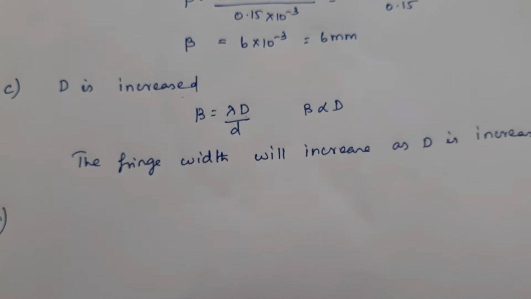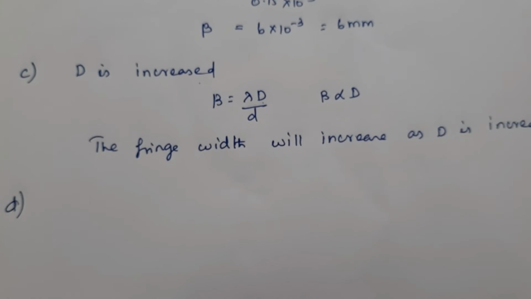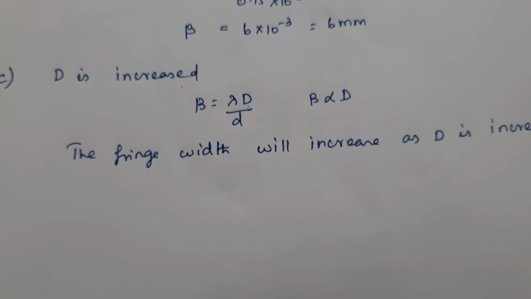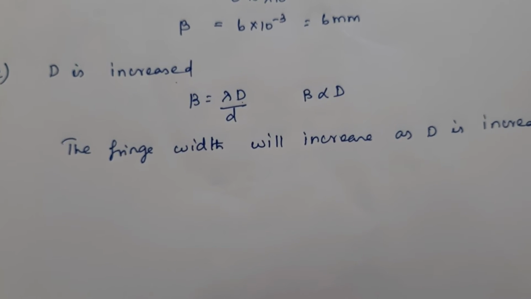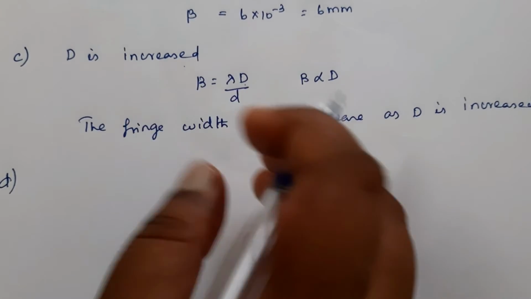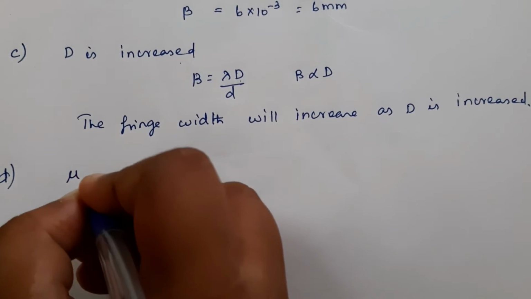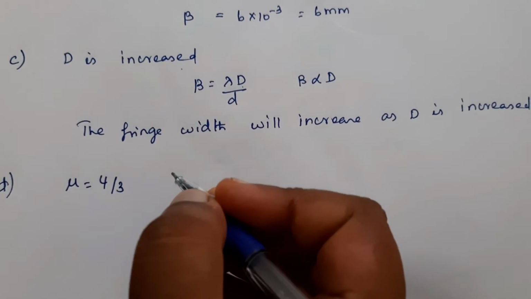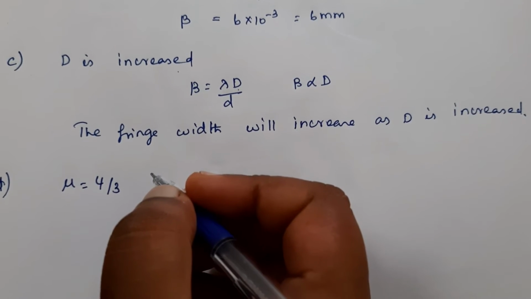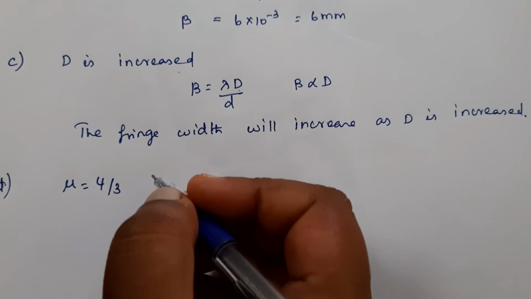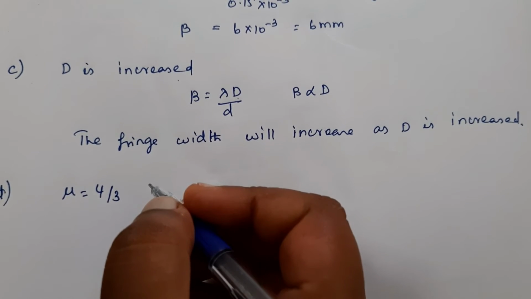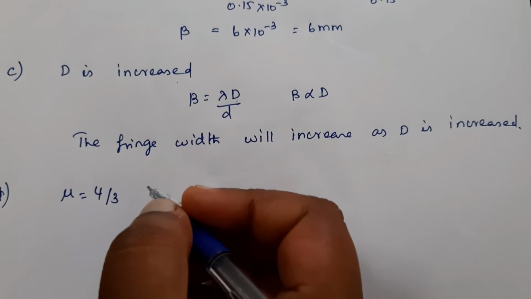Next one. The question is, what will happen to the fringe width if the whole setup is immersed in water of refractive index 4 by 3? Now we are keeping the whole setup inside the water. So the refractive index is given as 4 by 3. Now the fringe width will decrease when it is kept inside the water.